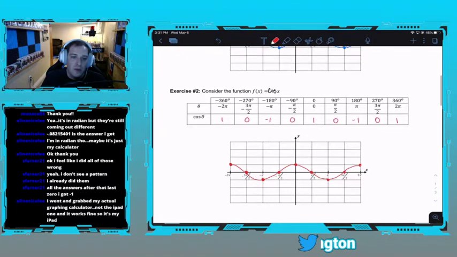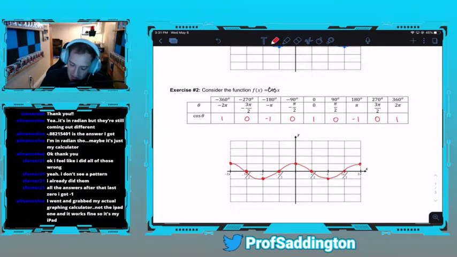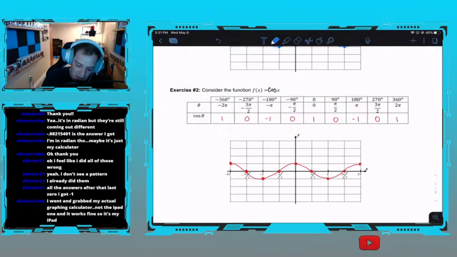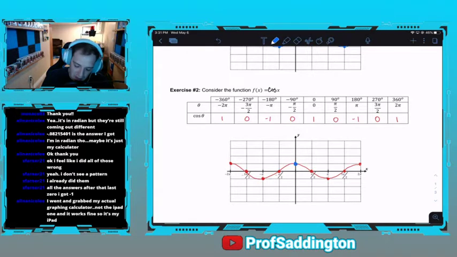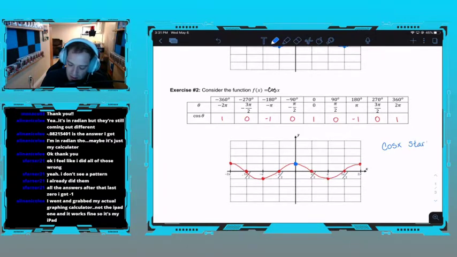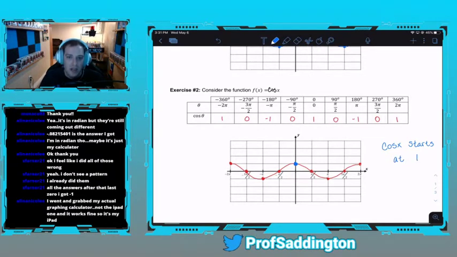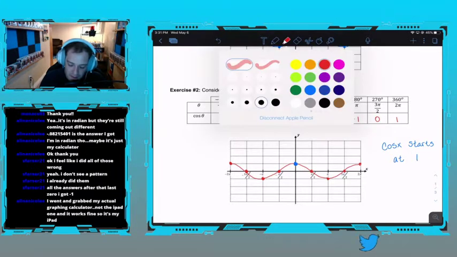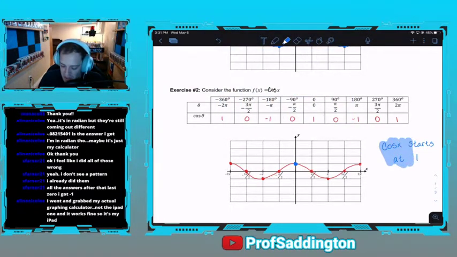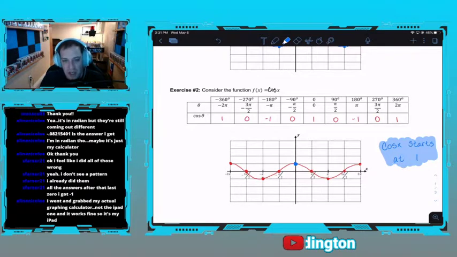The only other thing we've got to write down off to the side is I want you to notice where cosine starts. If you look at the beginning, cosine starts at 1. Cosine starts at 1. And there are some tricks to tell when it's a cosine graph versus a sine graph. I'll talk more about that tomorrow when we get into it.